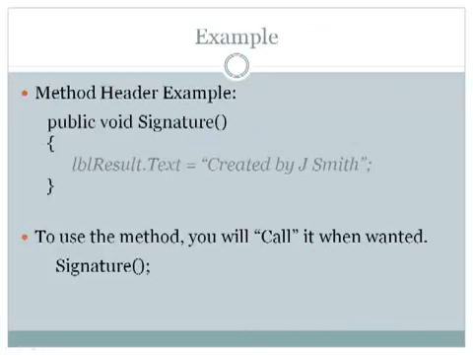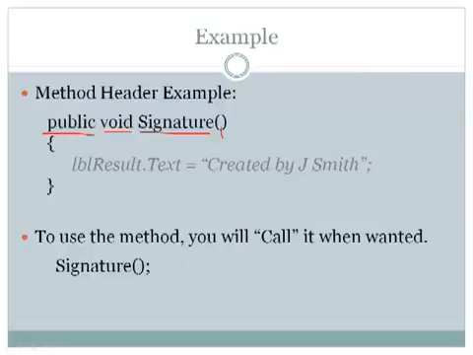Now, for a basic header, again, we have our access, in this case public, void, which is our return type, meaning we don't actually have a return type, we're not returning anything, and then signature, which is the name, and we have no parameters. So basically, this is just something that's going to be called, and it's going to display some text in a label.